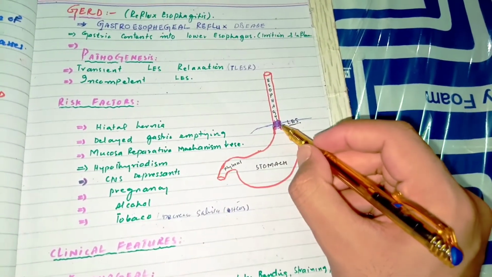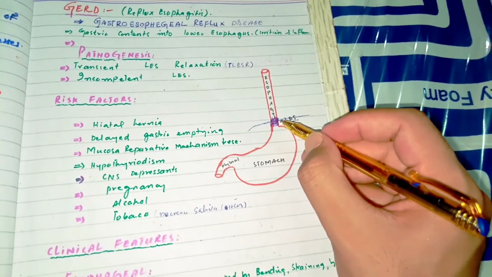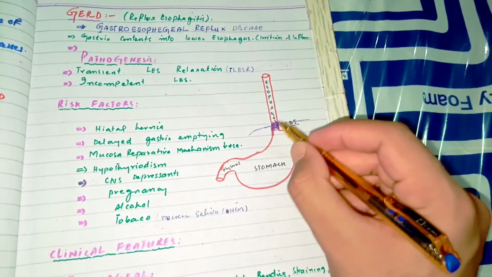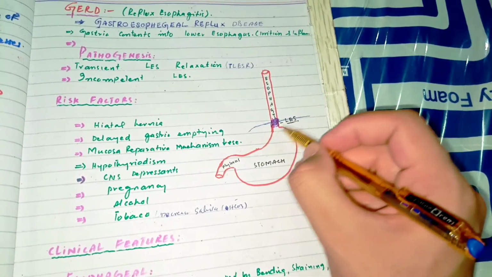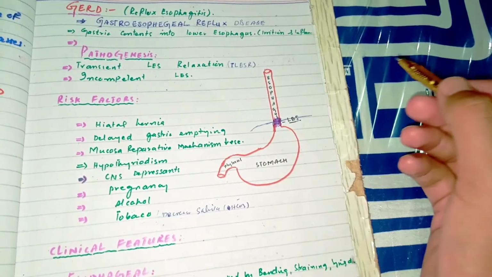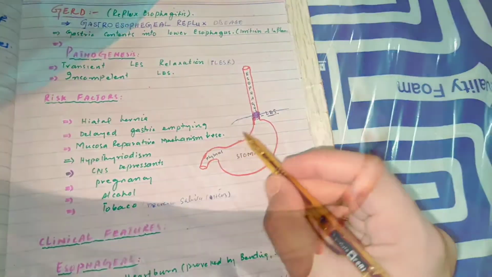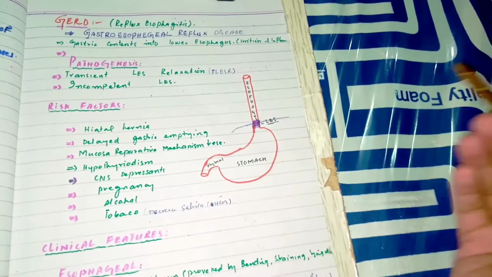The other is hypothyroidism and CNS depression. Normally the lower esophageal sphincter is under the control of the sympathetic and parasympathetic nervous systems. So when we have CNS depression, it will depress the sympathetic nervous system, so the sphincter becomes relaxed and the stomach content can flow into the esophagus. Also, due to a gravid uterus, pressure is exerted on the stomach, which can relax the lower esophageal sphincter and cause the flow of stomach content into the esophagus.